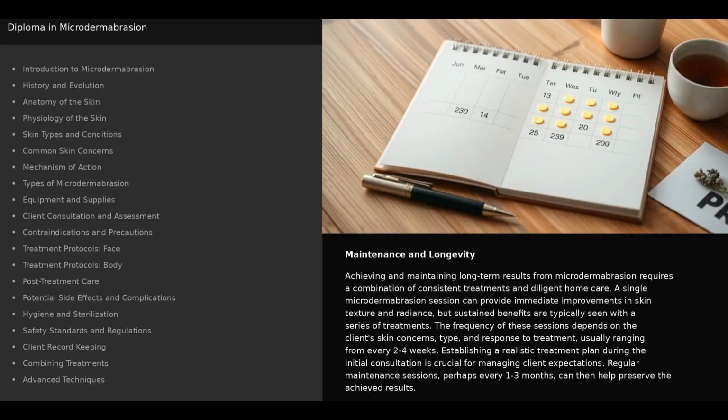Maintenance and longevity. Achieving and maintaining long-term results from microdermabrasion requires a combination of consistent treatments and diligent home care. A single microdermabrasion session can provide immediate improvements in skin texture and radiance, but sustained benefits are typically seen with a series of treatments. The frequency of these sessions depends on the client's skin concerns, type, and response to treatment, usually ranging from every 2 to 4 weeks. Establishing a realistic treatment plan during the initial consultation is crucial for managing client expectations. Regular maintenance sessions, perhaps every 1 to 3 months, can then help preserve the achieved results.